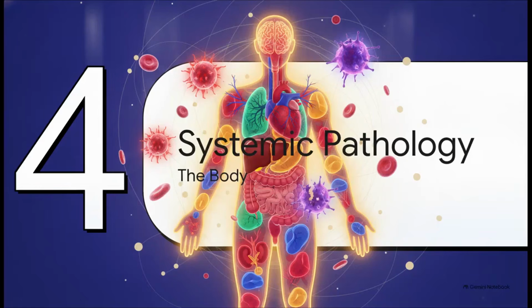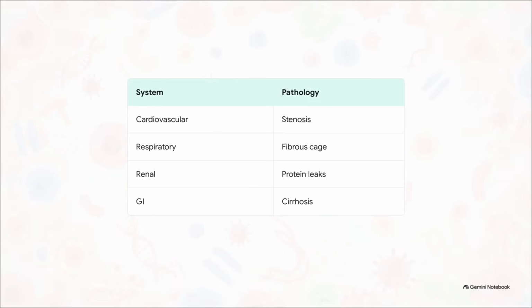Section 4. Systemic pathology. We've looked at cells, tissues, the heart, and the circulating blood. Now we pull back to see the big picture, where the entire human body becomes the ultimate diagnostic puzzle. Everything is connected like a giant web.